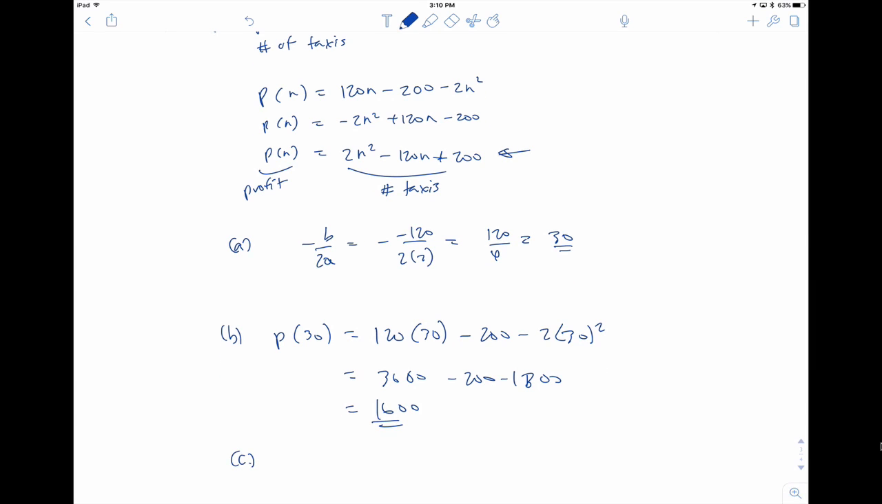What's C say? How much money is lost per hour if no taxis are on the road? Well, if no taxis are on the road, then the number is 0. So 120 times 0 minus 200, which is the answer, minus 2 times 0 squared. So basically it's the 200. How much money is lost? $200 is lost, minus $200. That's it. Quickly, but that's it.